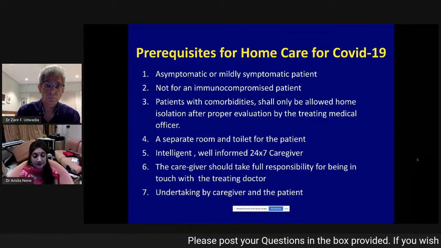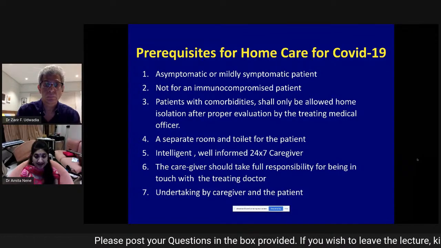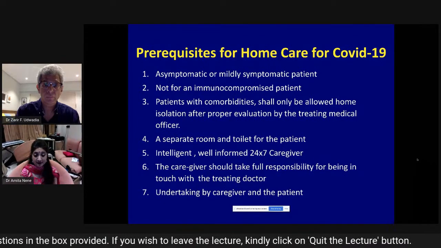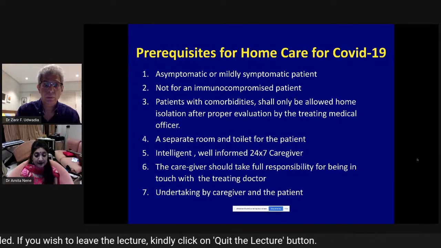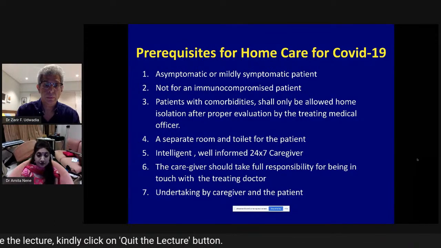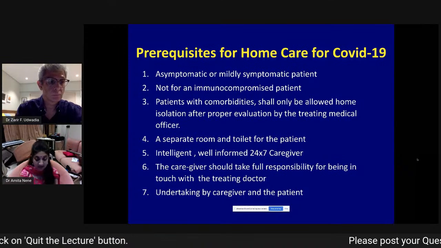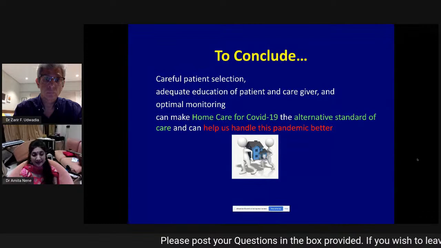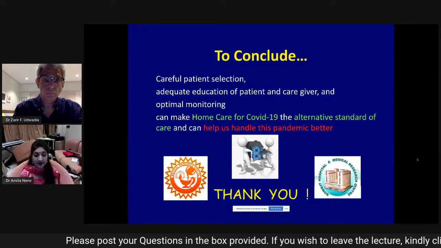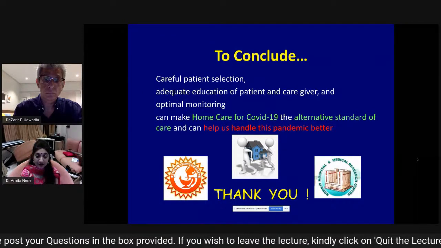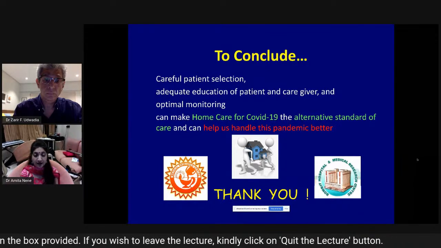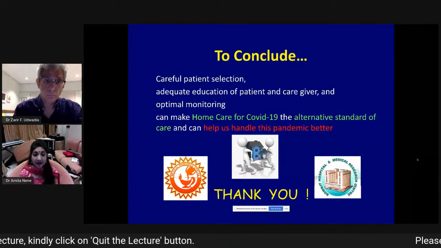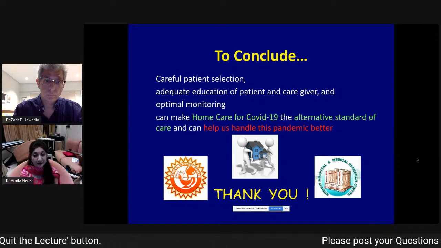There has to be a separate room and a separate toilet for the patient. An intelligent, well-informed 24/7 caregiver is a must. The caregiver must take full responsibility for being in touch with the treating doctor, and an undertaking by the patient and the caregiver is mandatory. So, to conclude, careful patient selection, adequate education of patient and caregiver, and optimal monitoring can make home care for COVID-19 the alternative standard of care and can help us handle this pandemic better.